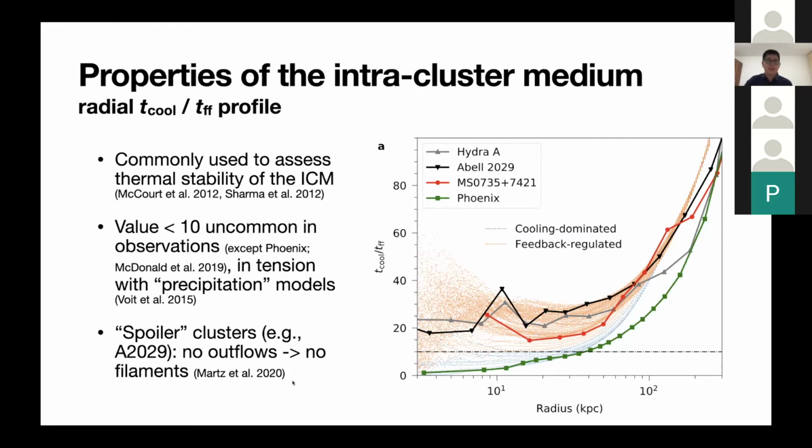There's a recent push that also supports our argument here, which is called the spoiler clusters. For example, A2029 is one of them. In these clusters, even though they have profiles similar to other systems, because there are no outflows in the centers of these cool core clusters, there are no filaments. So it also supports the idea that the filaments form because there are AGN-driven outflows, and the warm components will cool rapidly and form filaments eventually.